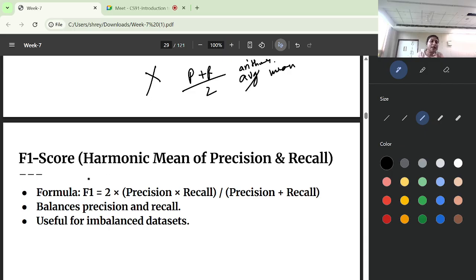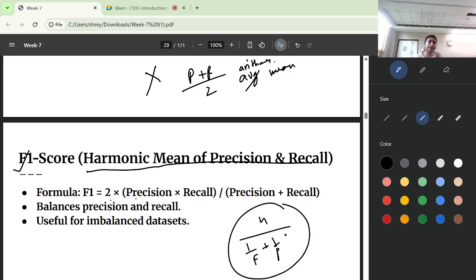They say, let's not take the arithmetic mean. Let's take the harmonic mean of precision and recall, and the term is called the F1 score. So it's a mixture of precision and recall. If some application is not dependent on a particular type, then we go for this F1 score. The formula of F1 score is 2 into precision into recall divided by precision plus recall. It's more like n upon 1 by f plus 1 by p, if I'm not wrong. That is the harmonic mean formula.